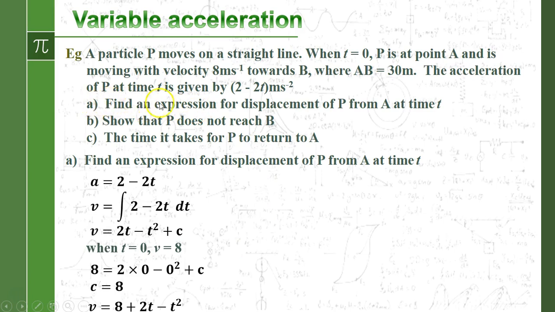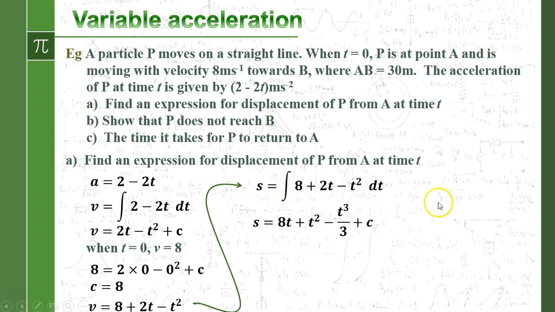The question is asking for displacement. So I've got to go up another rung of my ladder, so I'm going to have to integrate velocity. That's going to give me displacement. So again, let's do the integrating: 8t plus t squared minus t cubed over 3, and again there's the plus c.